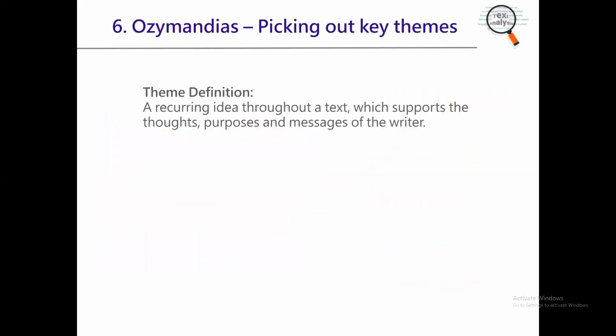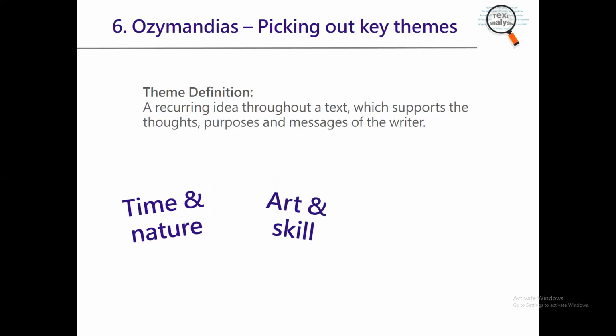So the next step is to understand themes. A theme is a recurring idea throughout a text which supports the thoughts, purposes, and messages of the writer. There usually will be two or three bits of evidence in a poem that will help you analyze a theme, that will help you look at what this theme is and what the theme's saying. The key themes in this poem are time and nature, which you've probably already realized, art and skill through the sculptor, and power, pride, and legacy through Ozymandias.